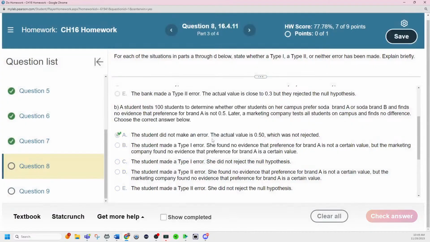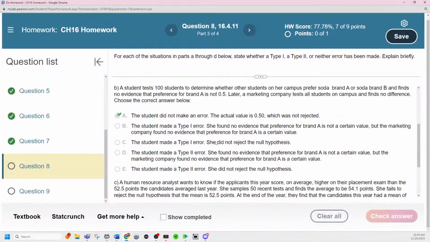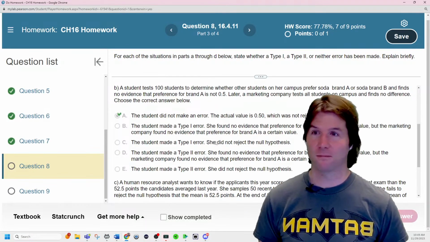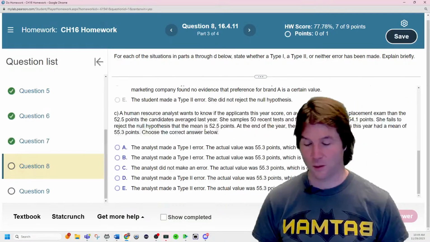So they did, because the company came to the same conclusion, so we have no evidence of an error yet. It's like they said, I don't reject the null, and then the company said, yeah, we don't reject the null either. Okay, no error.